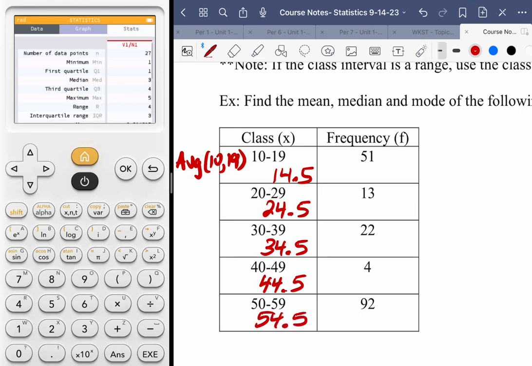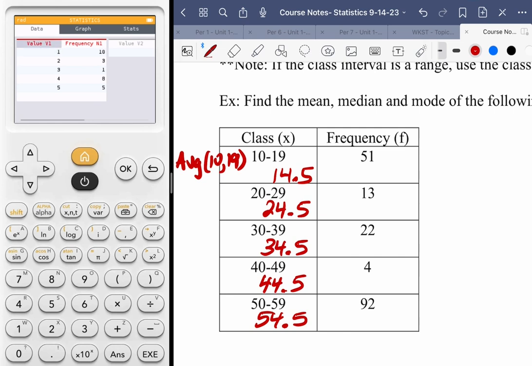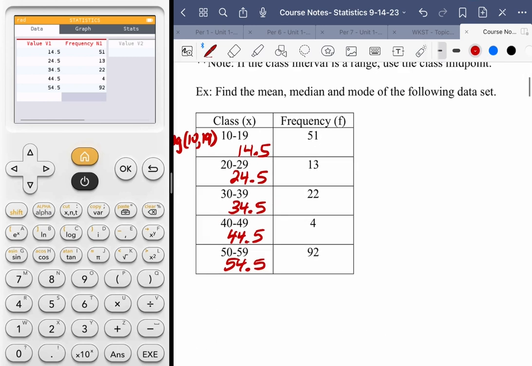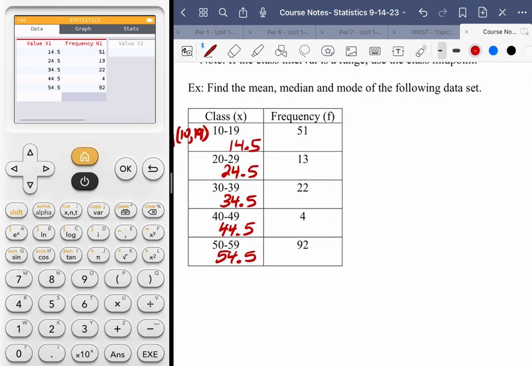All right, so I go back into data. I could wipe out all this stuff, confirm, and then pop in the 14.5, 24.5, 34.5, 44.5, and 54.5. Then I have my frequencies: 51, 13, 22, 4, and 92. All right, so it's saying find the mean, median, and mode. Well, I can't really tell what the mode would be. I can't tell which value occurs most frequently. All right, so what we'll do for that is we'll get a modal interval.